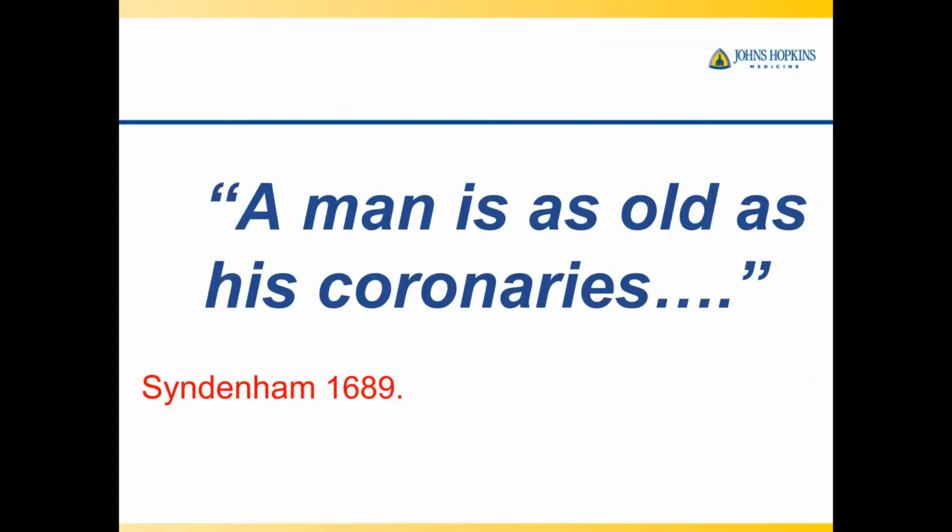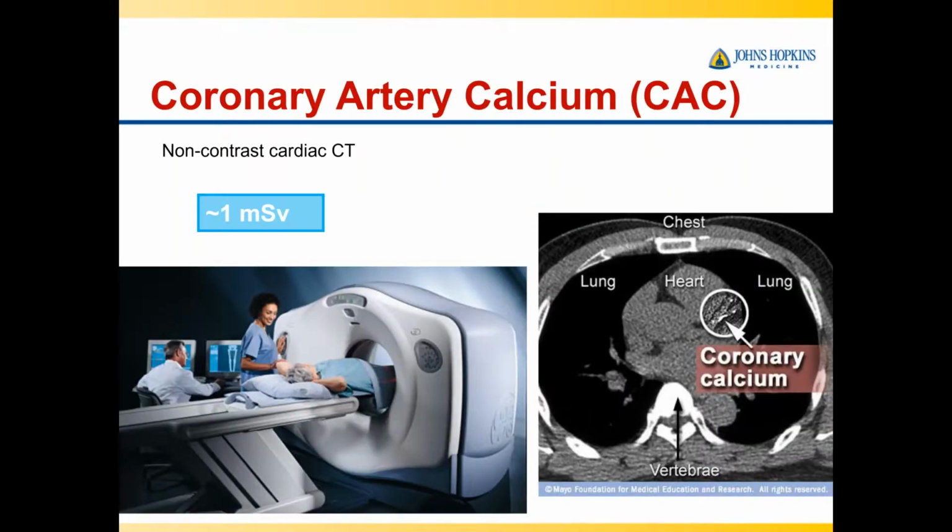I think what's really helpful is that these risk equations, like the pooled cohort equations, are largely driven by chronological age. But chronological age is really not the same as vascular age. A man or a woman really is only as old as their arteries. And so having a better marker of biological aging, as opposed to your calendar age, is where coronary artery calcium seems to be really helpful.